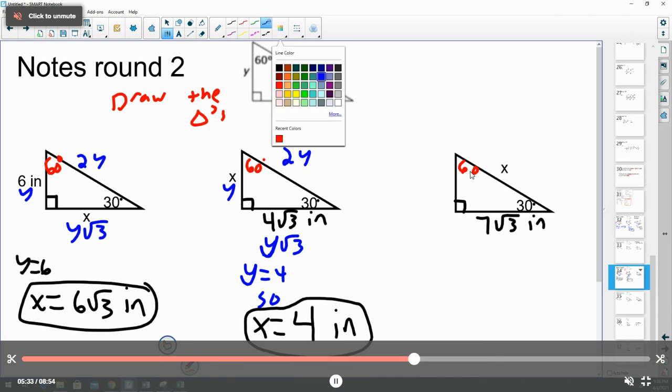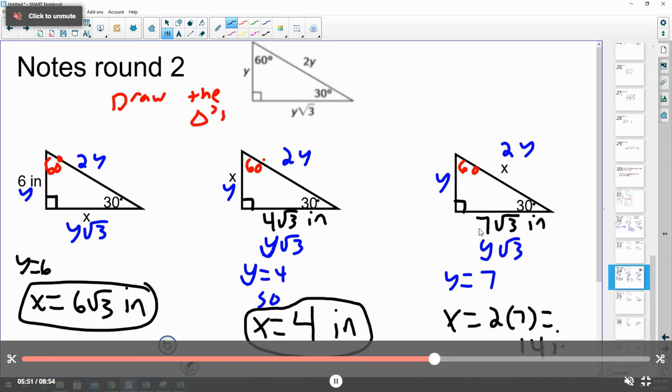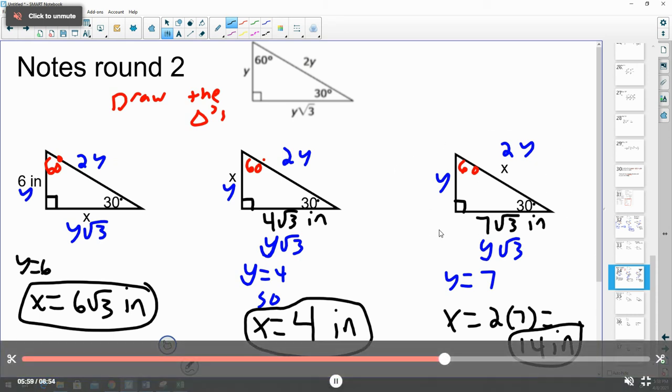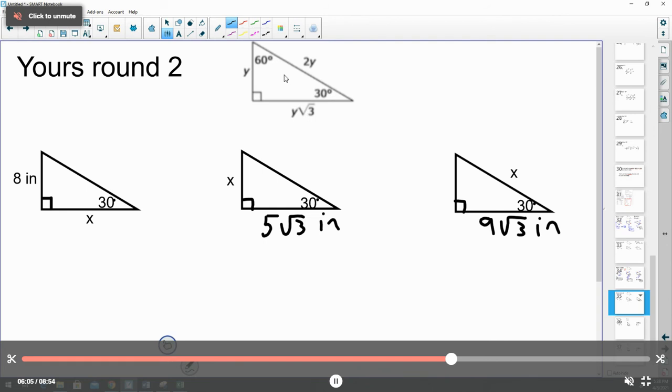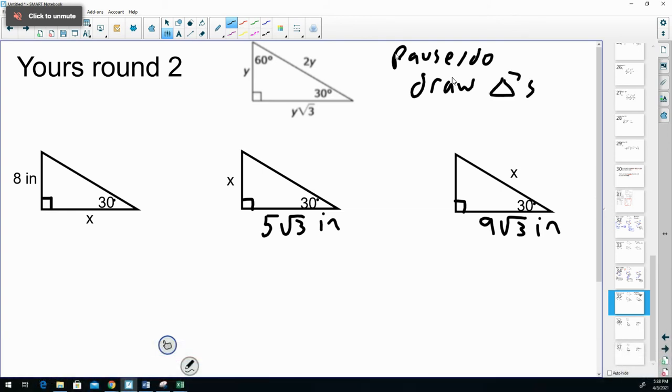Here again, we have 60 degrees for this angle here. We have y, 2y, y root 3. And now y is equal to 7, because these match up. So that means x is equal to 2 times 7, which is 14. So it's just a relationship with this special type of triangle. That's why it's called special right triangles, because this relationship will always hold true for a 30, 60, 90 triangle. So here you want to pause and do these. Make sure you draw the triangles.